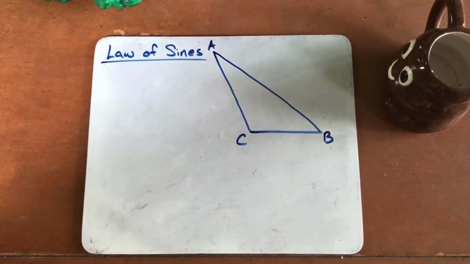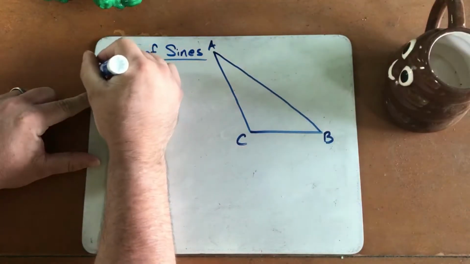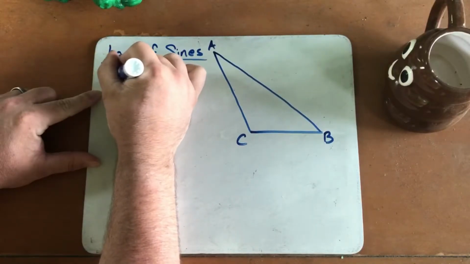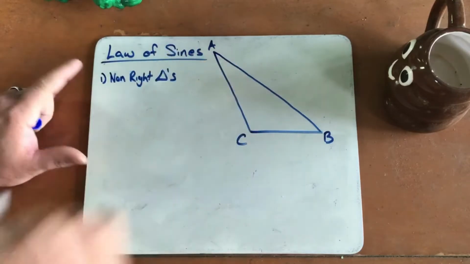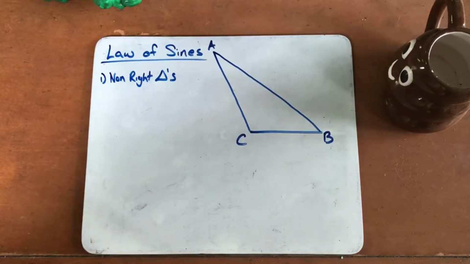The law of sines is one way that we can find missing measurements of angles and sides for triangles that are non-right triangles. So this is used for non-right triangles. The two things that we're going to be looking at are the law of sines and the law of cosines. Today, specifically, the law of sines.